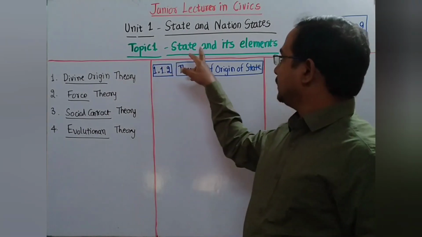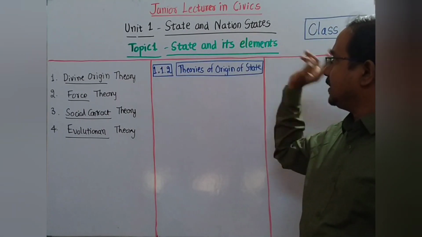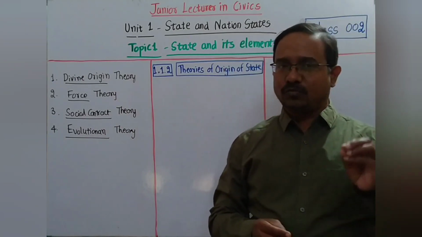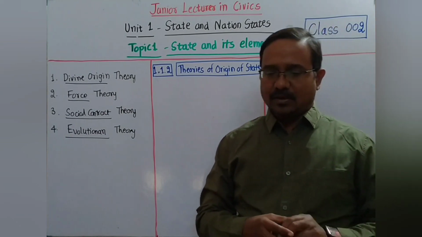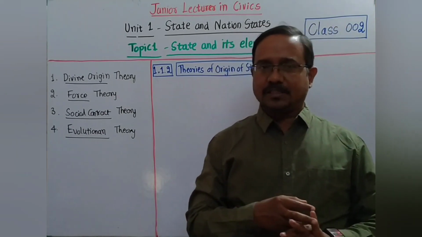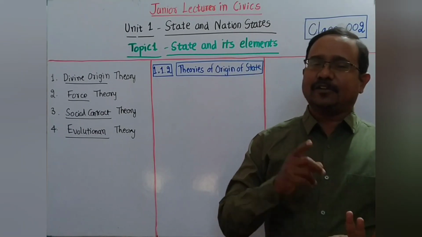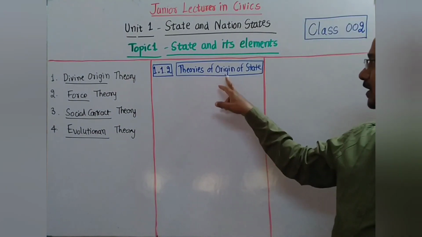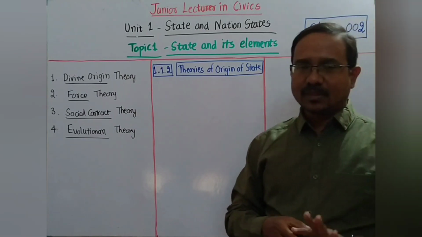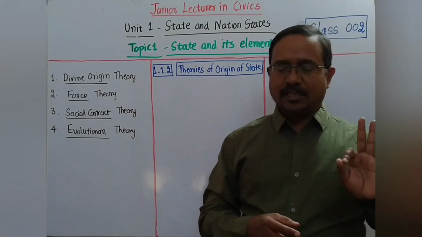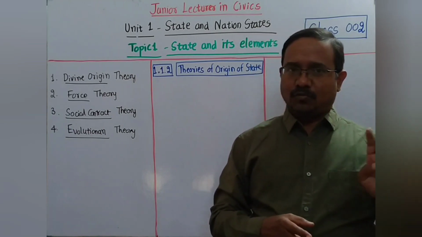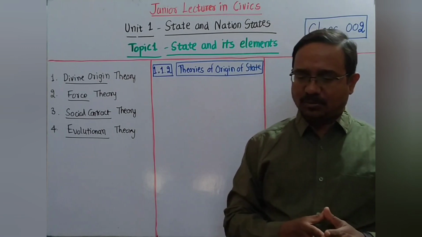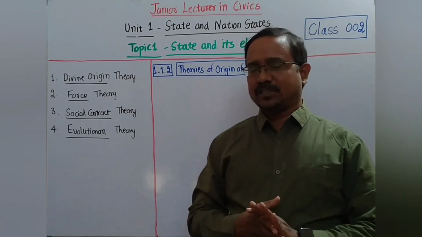The first topic, state and nation state and its elements, has been divided into 5 subtopics. First subtopic is origin, meaning and definition of the state. Second subtopic is theories of origin of state. Third subtopic is nature of the state. Fourth subtopic is role of the state. Fifth subtopic is elements of the state.